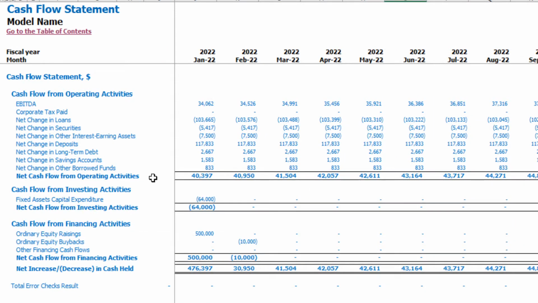You have total non-interest expenses, EBITDA, depreciation and amortization, EBIT, corporate tax, and net profit after tax. On the cash flow, you may see the information about your operating activities by months, investing activities, and financing activities.